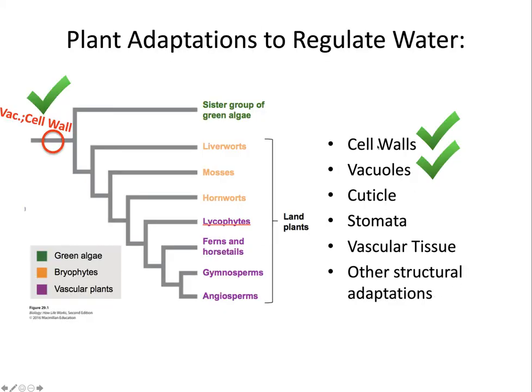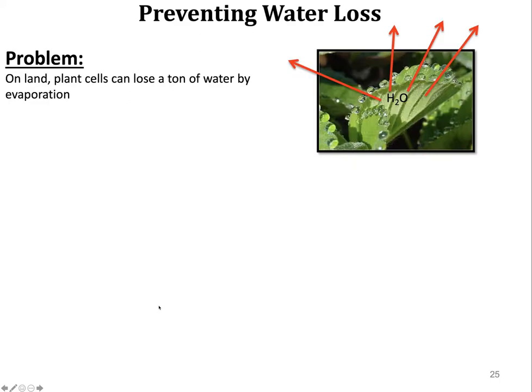So these are the different adaptations that we've talked about: cell walls and vacuoles. This is where they appear on the phylogenetic tree, and all of these groups have vacuoles and cell walls. When we add cuticle and stomata to this tree, this is a trait or traits that are unique, but also shared by all of the land plants. So let's talk about what a cuticle and stomata are and what roles they play.